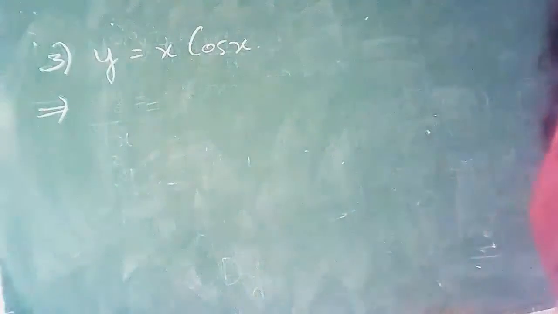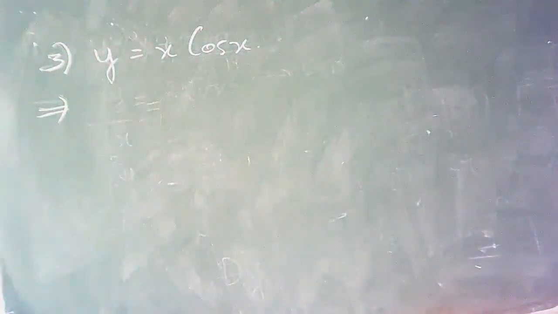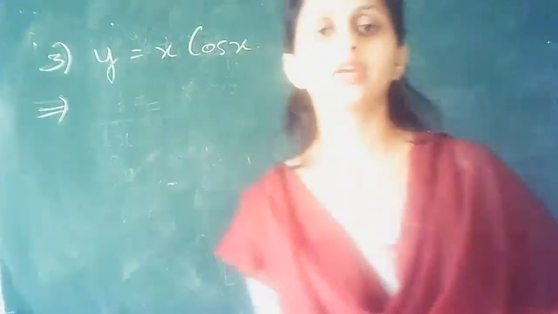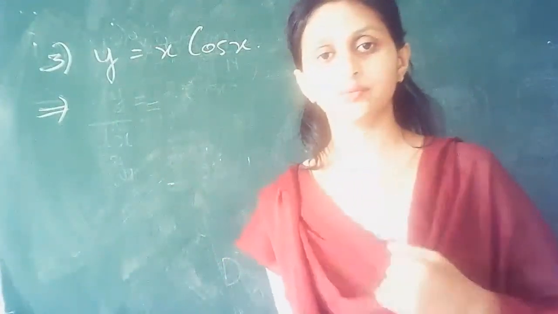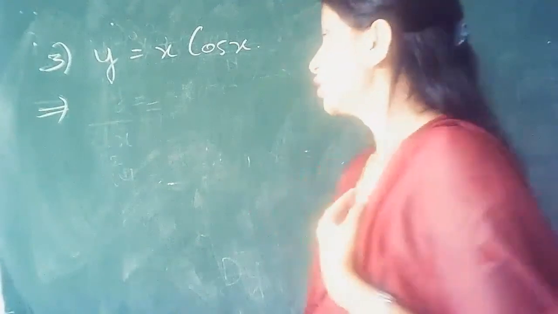cos x. Observe here students. y is equal to x cos x. So it is a product of two functions, right? It is a product of two functions. So here comes the use of product rule, or you can even say Leibniz rule. So let us use that here. Now first of all, let us find the first order derivative.